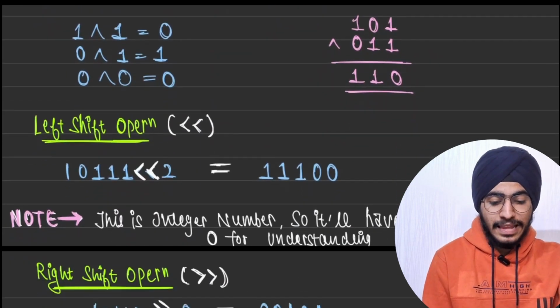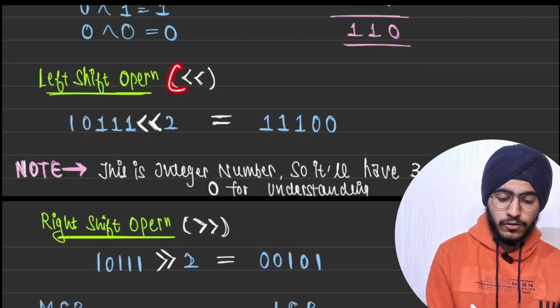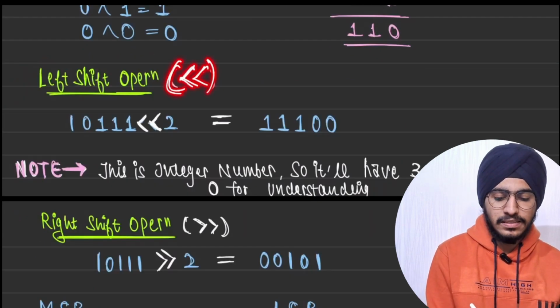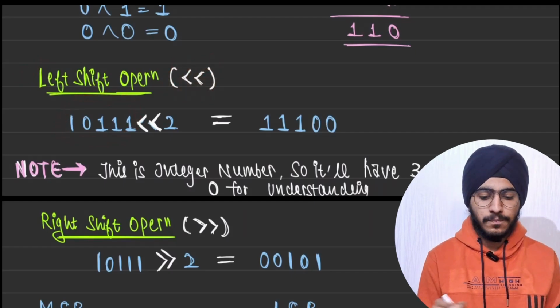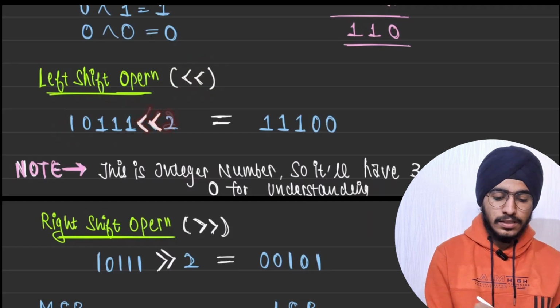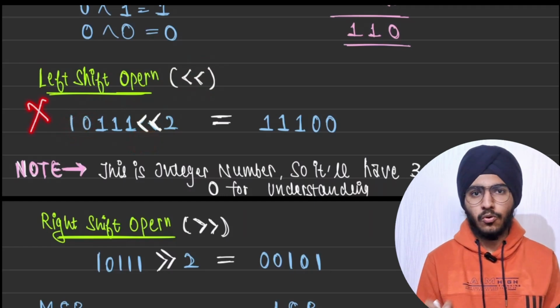Let's jump to the next bit operation, that is the left shift operation. The left shift operation is represented by this symbol. It says that if we have a number in binary form, 10111, and we do a left shift of 2, then 10 will be removed and 2 zeros will be appended at the end. But it is actually wrong.